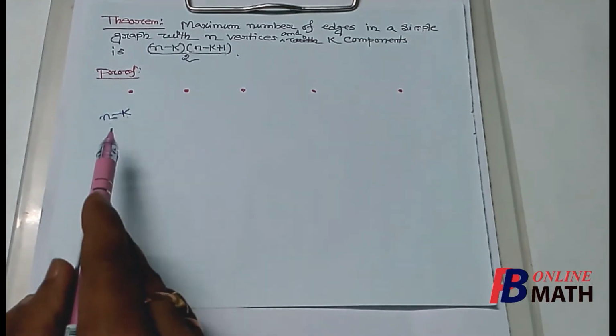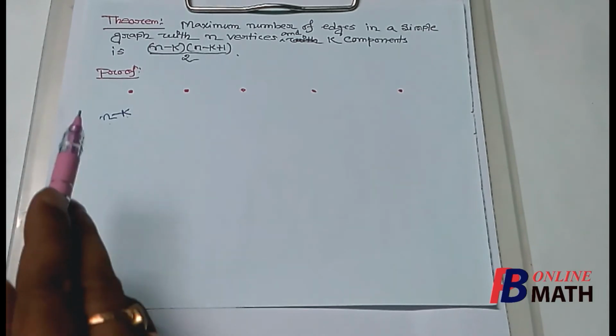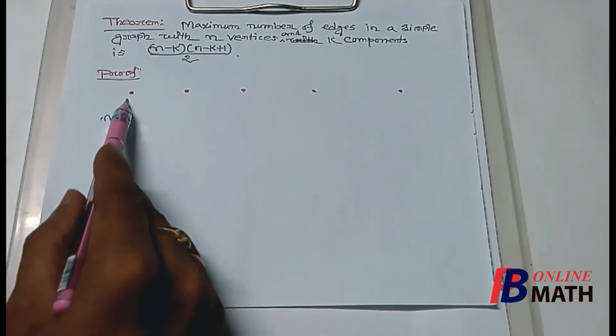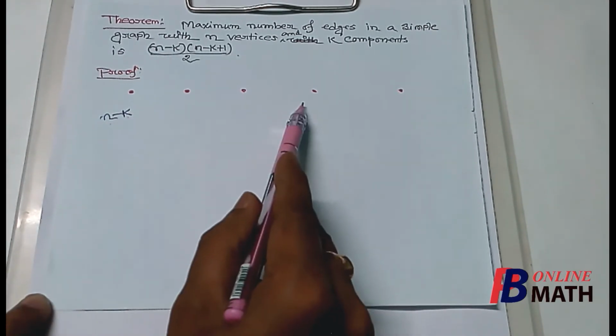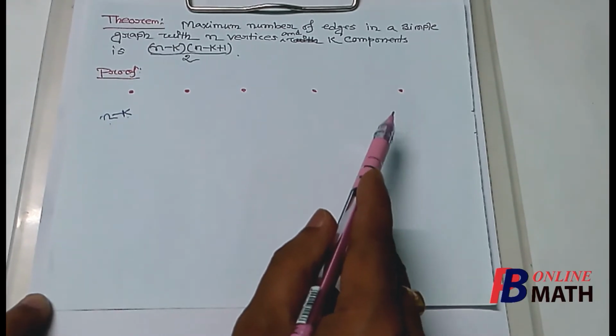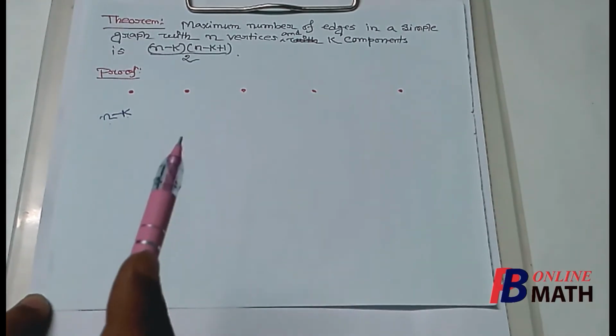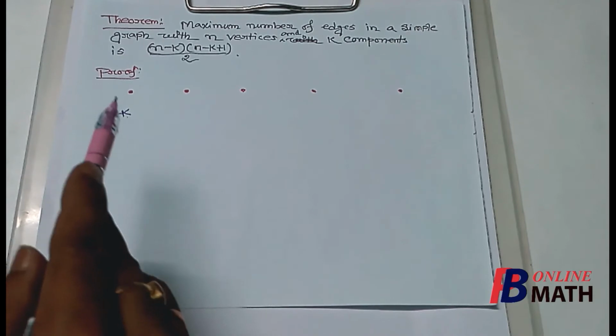So if we put all these vertices in this component, then the number of vertices in each component will be 1, 1, 1, 1, and only for the last component the number of vertices will be n minus k plus 1. Now let us find the maximum number of edges in this graph.